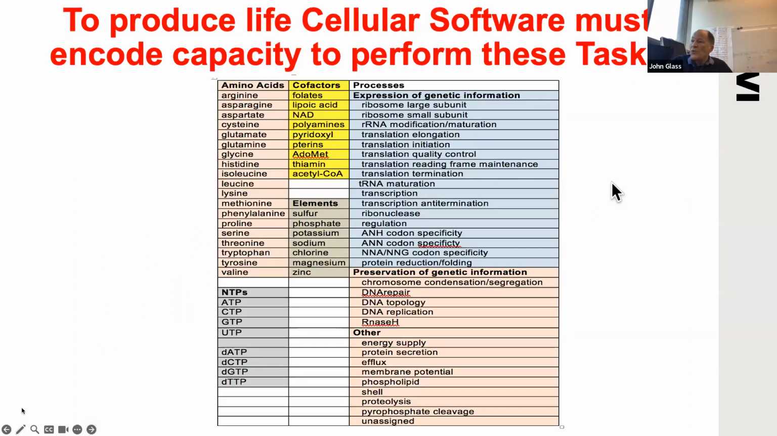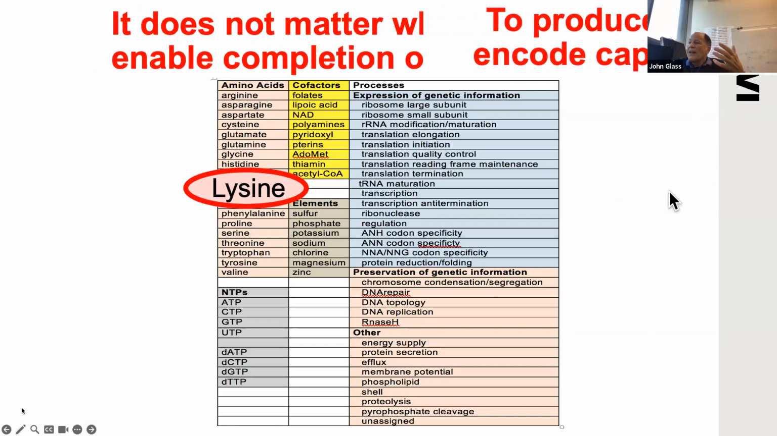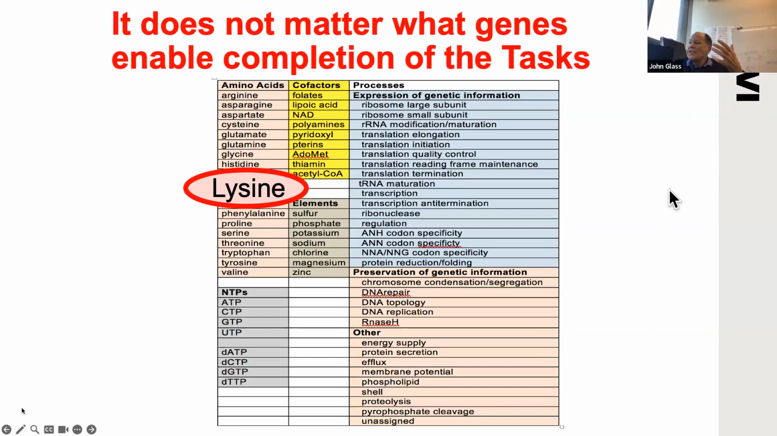And once we built this minimal cell, our goal was to see if we can understand, using our life to produce a life synthetic software, what genes it takes to be able to complete all of the tasks. So you'll notice all of these tasks here.